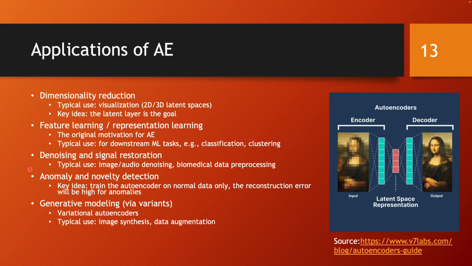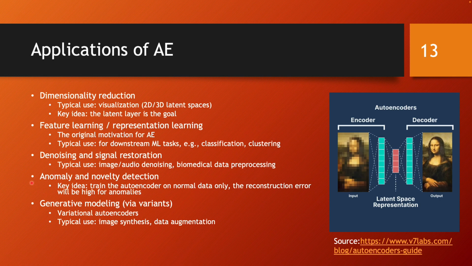Then, as we anticipated in the beginning of this video, we have applications in terms of denoising or signal restoration, and the typical use for this is in terms of image or audio denoising, or any form of data that comes from a physical device. For example, biomedical data pre-processing, but really any data that comes from a physical device and unavoidably has noise, and you would like to remove that noise.